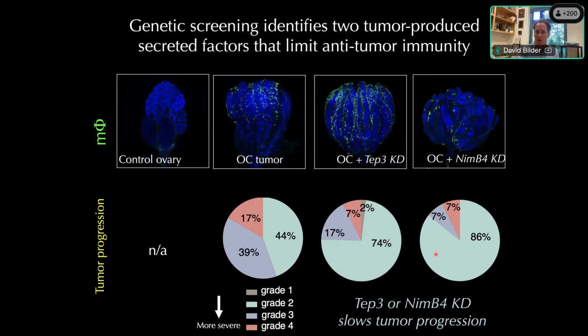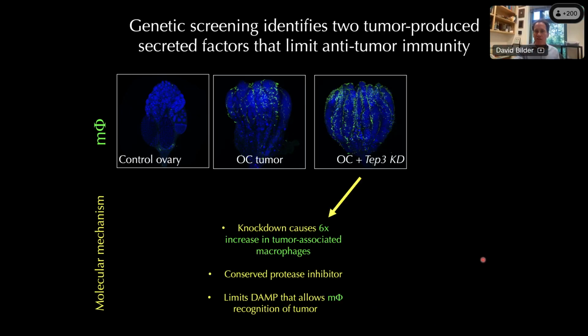We get many more of these low-grade tumors here. And I'm telling you about these molecules in this last part because it turns out that both of these regulate the interaction with the host immune system. TEP3 is a conserved protease inhibitor that, when we knock it down, causes a massive increase in the number of macrophages, the cellular immune system, that associate with the tumor. And so TEP3 is normally allowing the tumor to hide from these macrophages and prevent their anti-tumor activity.